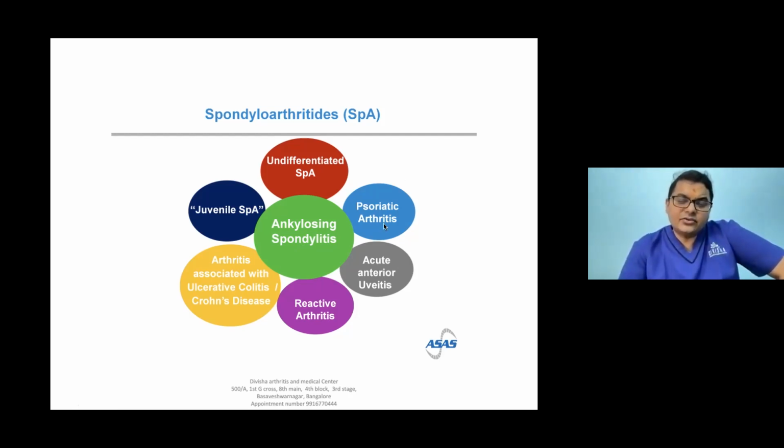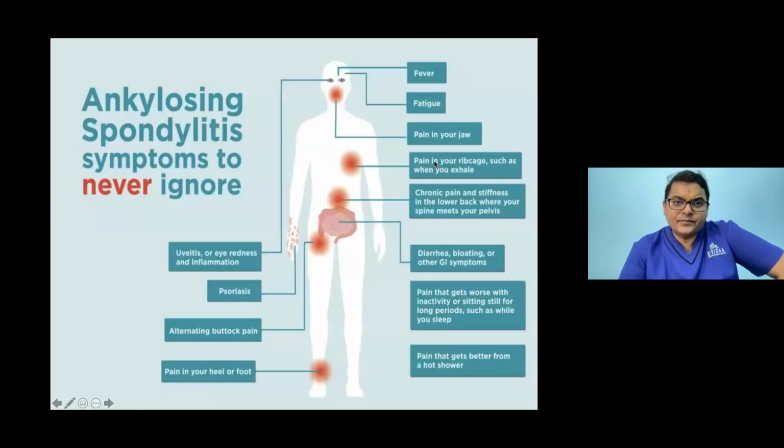Psoriatic arthritis or psoriasis is a condition which affects, I'll come to that later, 5 parts of the body, that is skin, joints, nails, enthesis or heel or Achilles tendon, spine or joints. That also causes back pain. Then undifferentiated, if it doesn't come under any of these categories, we categorize it this way.